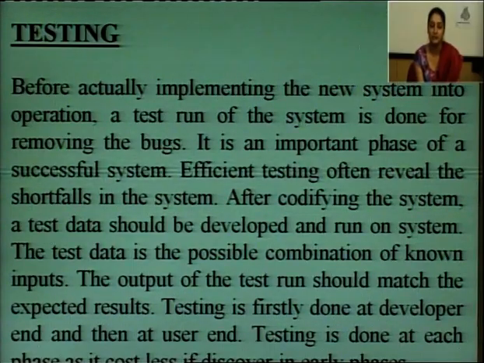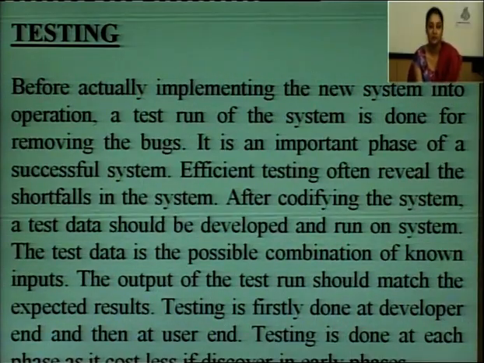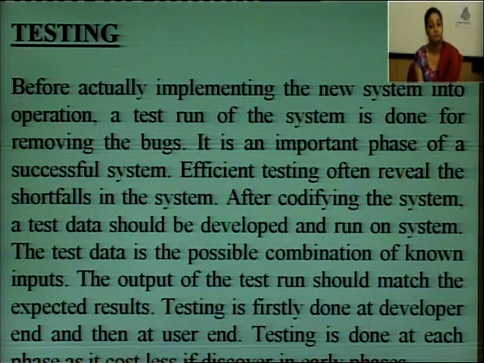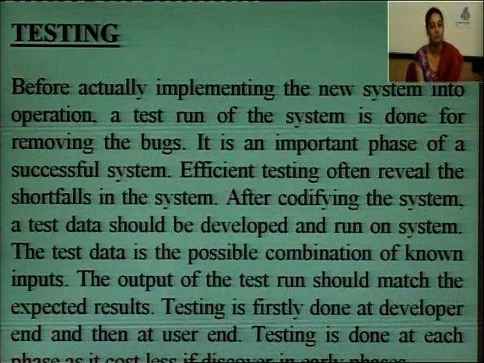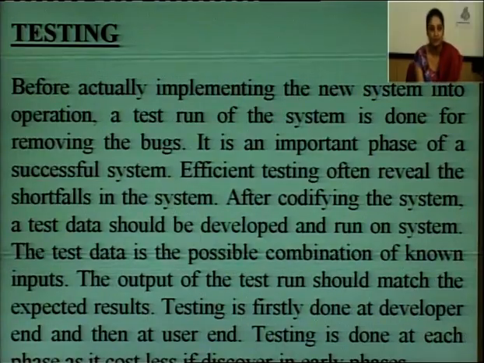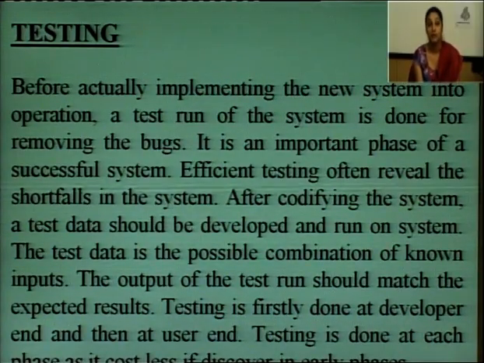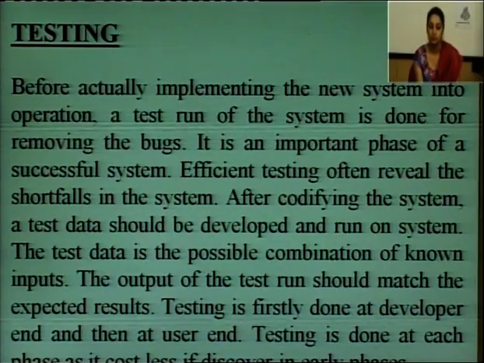Testing is firstly done at the developer end, by the people who develop the system, and after that it is done at the user end. At the user end, we put the user requirements and user data into the system and find the bugs in the system. It is a very important phase. Testing is done at each and every phase of the system, because if an error is discovered earlier, it costs less, but if it is discovered at a later stage, it costs us more.